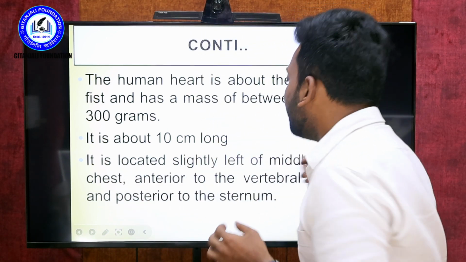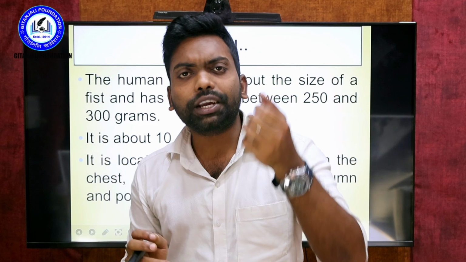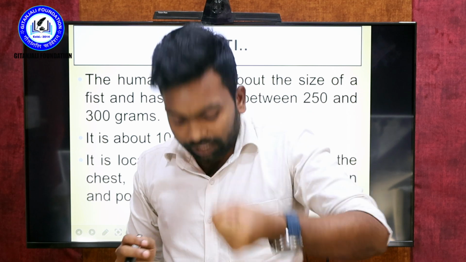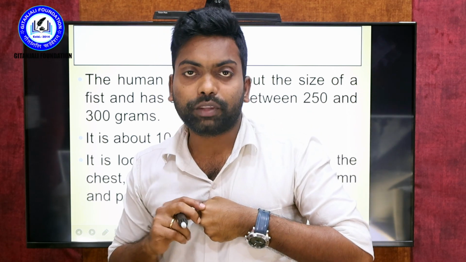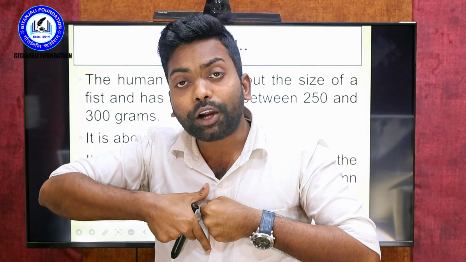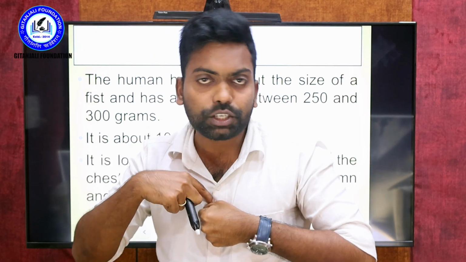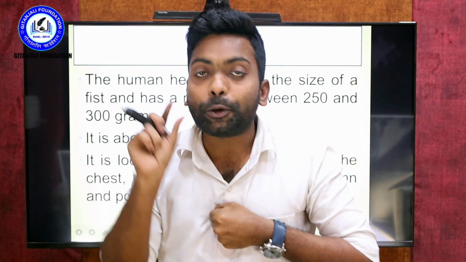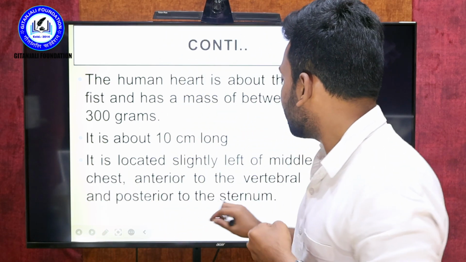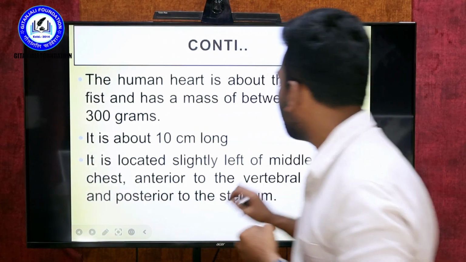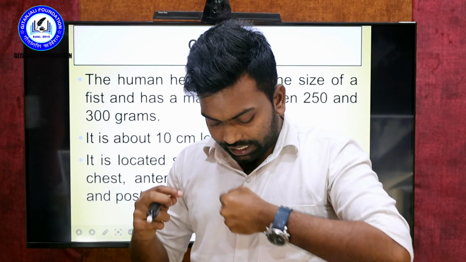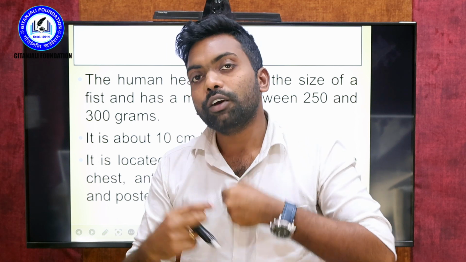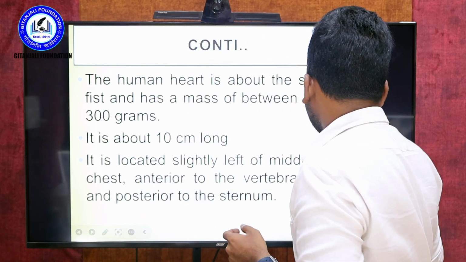And next is the location. I said you can feel your fist is your heart, so this looks like your heart. The exact location is the mediastinum, in between the lungs. At the middle point of the sternum, that location is called the mediastinum. So the mediastinum is the exact location of the human heart, but slightly it is located at the left side.